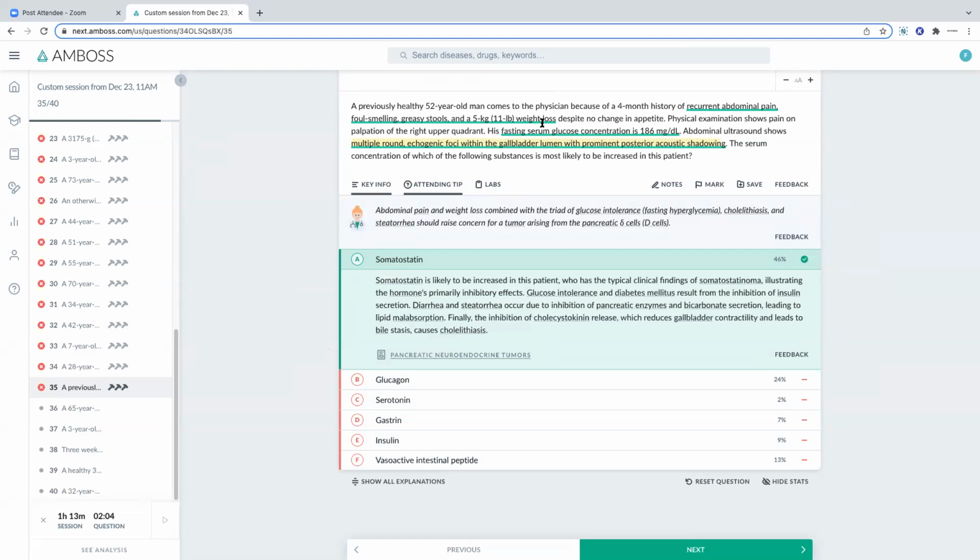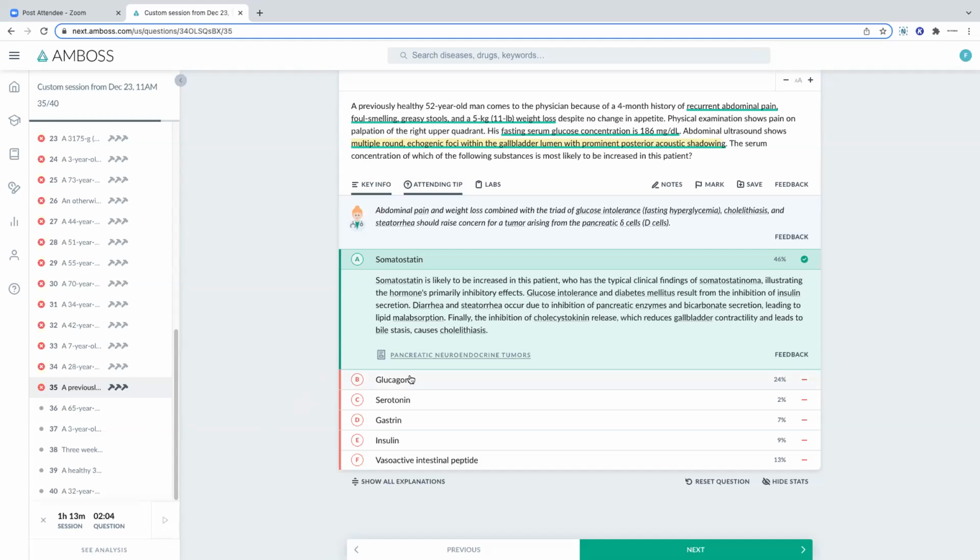Do you realize why there will be greasy stools? There will be greasy stools because there is decreased release of pancreatic enzymes. Which hormone is responsible for preventing the release of enzymes? That's somatostatin. So somatostatin is being secreted excessively. As a result, there's decreased release of all the secretions from the endocrine organs. Have I made myself clear?